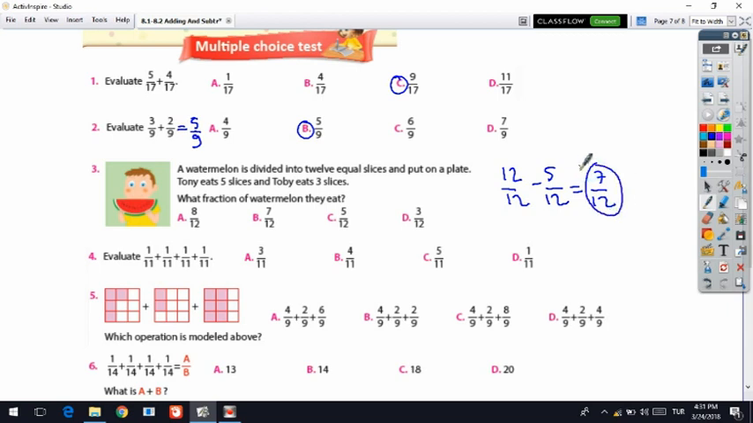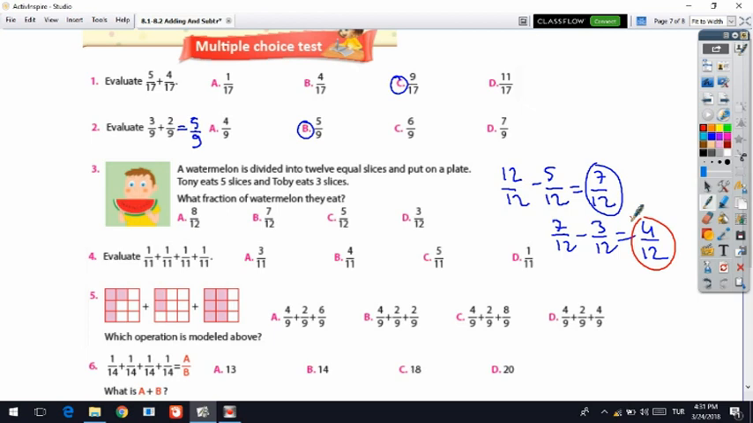Yes, it is left. After that, Toby. We have another one who is Toby. It's 3 slices. I mean, 7 over 12 minus 3 over 12 is equal to 4 over 12. Okay, everybody, so the answer is 4 over 12. Okay, what fraction of the watermelon do they eat? They eat together.